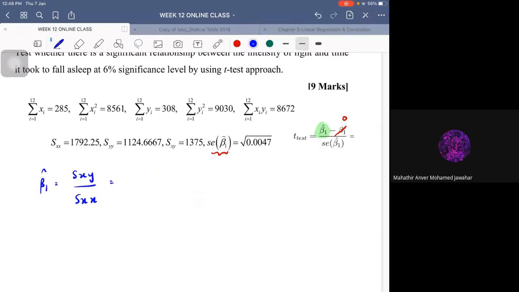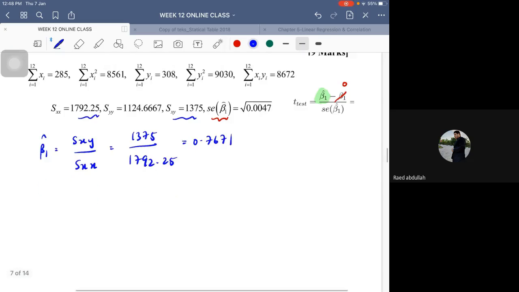All the values are actually given. Sxy is given by this value over here, which is 1375, and Sxx is given by this particular value, which is 1792.25. So what is my beta 1 value? 0.7671. So the value is 0.7671, and that is going to be our beta 1.